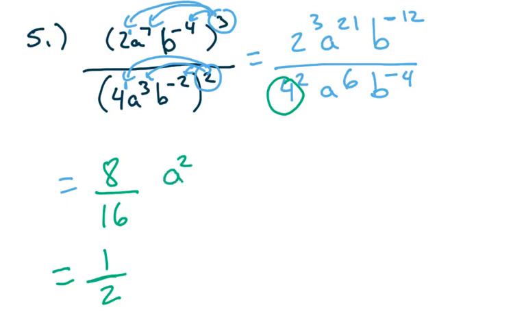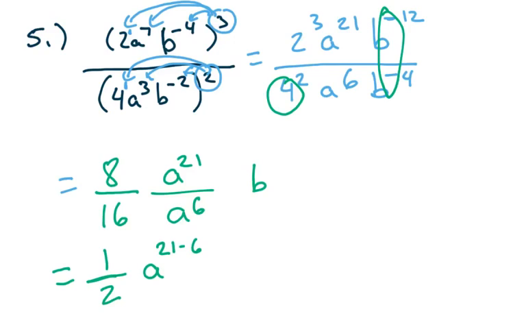We also have a to the 21 over a to the 6. And hopefully you recall that when you divide, you subtract. So this would be a to the 21 minus 6, which would be 15. Let me write it out, actually. A to the 21 minus 6. And with b, because they're both negative, we know negative means reciprocal, so I'm going to flip the position of both of them. So we have this. Again, we subtract, so this would be b to the 4 minus 12.